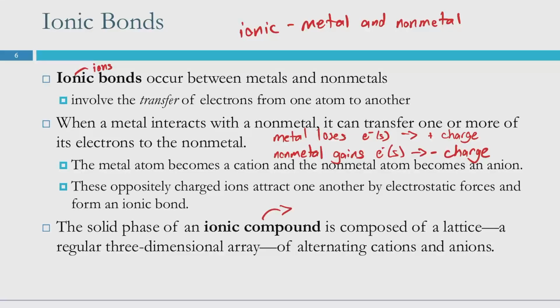So our ionic compound is cations and anions alternating in 3 dimensions as far as the brain can imagine.